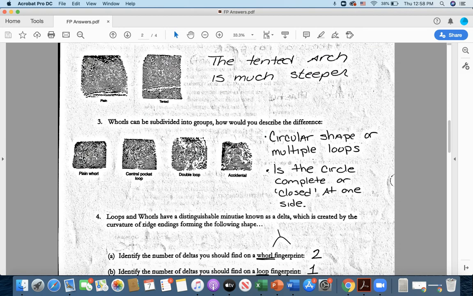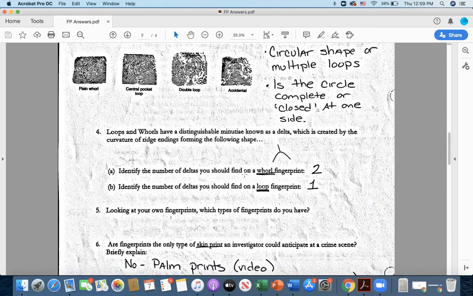The double loop, I described this on Monday as kind of being like the yin-yang symbol, where you have one loop folding over the other loop. And an accidental is just a combination. So this one kind of looks like a plain whorl, but then in the middle there, we see that there's a loop where it closes off and it loops back. So we'll talk about those particular patterns.